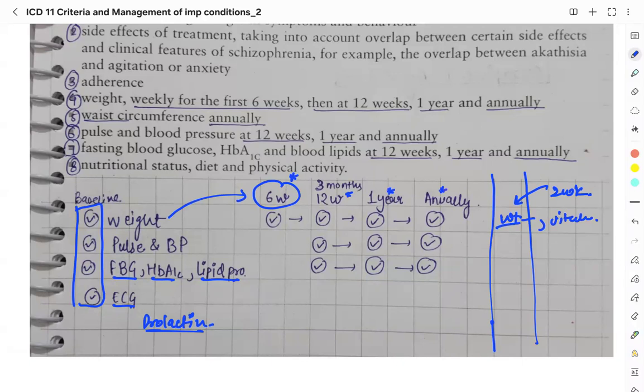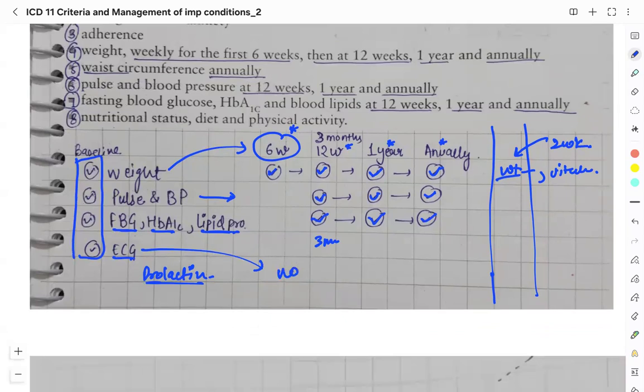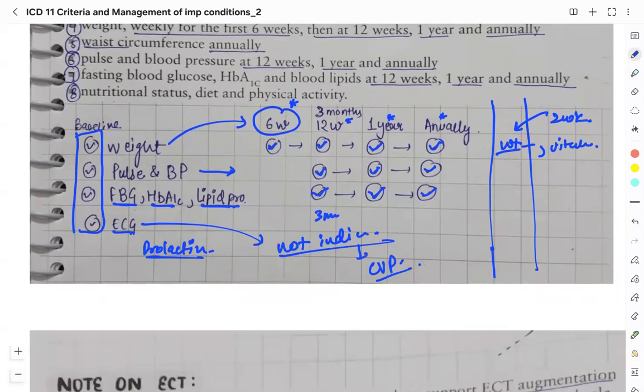Weight of the patient should be taken at 6 weeks, 12 weeks, 1 year, and then annually. Similarly, pulse and BP every 3 months, 1 year, annually. We have fasting blood glucose, HbA1c, and lipid profile at 12 weeks. So 3 months, 1 year, and annually. And similarly, ECG. Again, ECG is also not indicated in every patient. If you think that the patient might be having some cardiovascular problems, that is when we take the ECG of the patient, all right, or an already known congenital heart issue. That is when we do it.